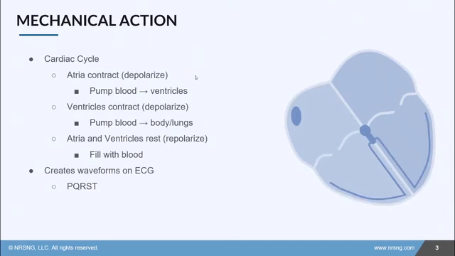So let's talk a little bit more about mechanical action. Mechanical action is simply referring to the ability to contract. That's all, just the heart's ability to contract. In order for the heart to contract, it goes through a cardiac cycle. And when it's going through this cardiac cycle, it's going to start at the atria.